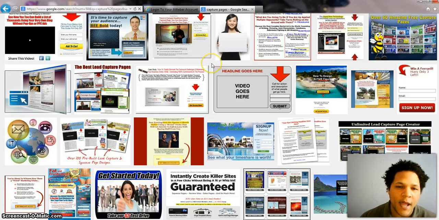Now, the point of a capture page is just to get the lead, like I said. It's not to sell them on your business. It's just to create enough curiosity that the person wants to go to the next site. So don't try to sell them on your business on the capture page.